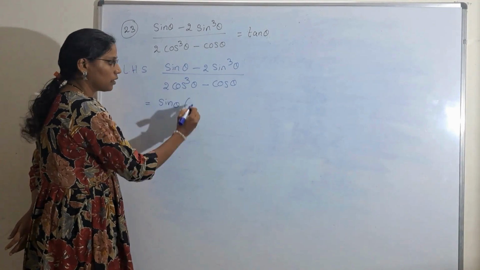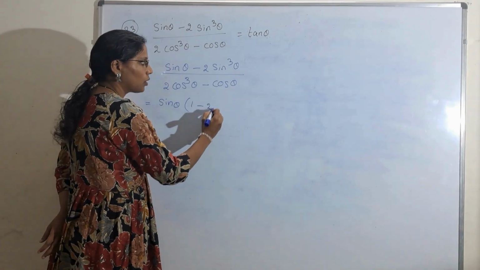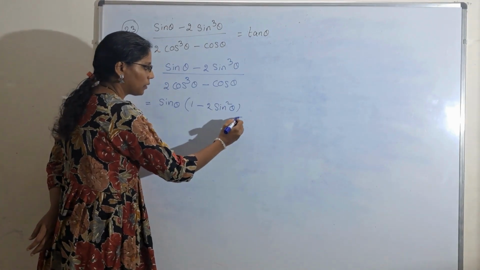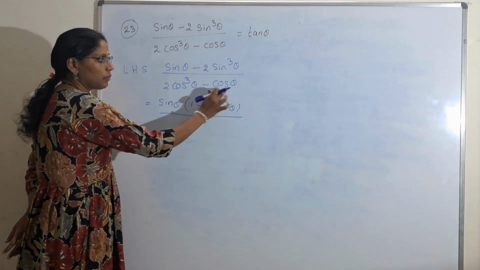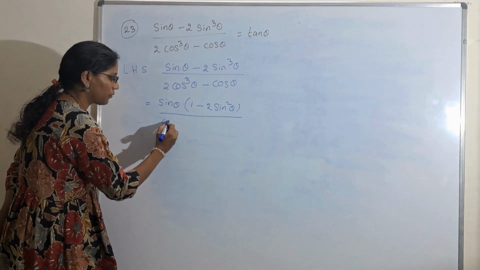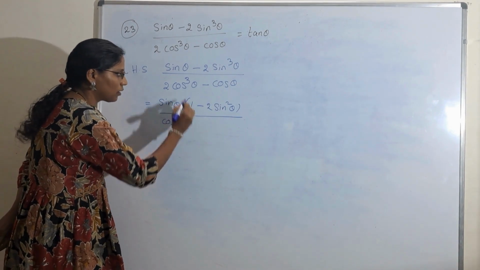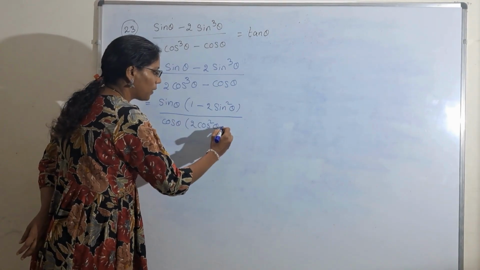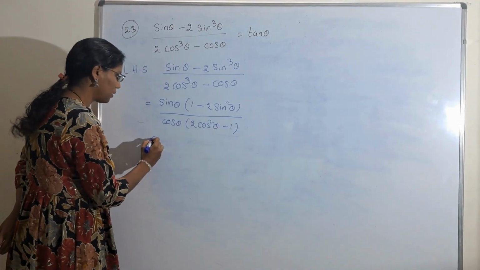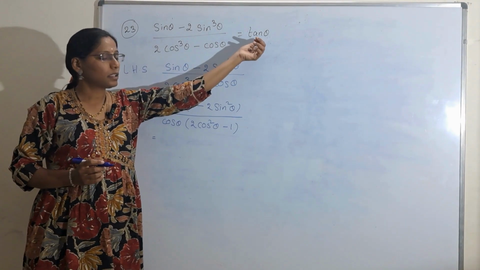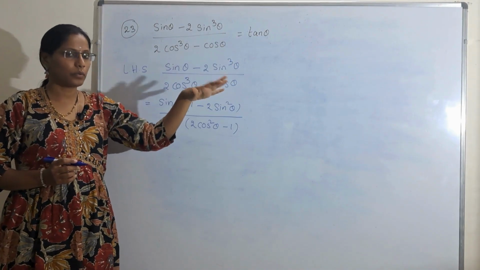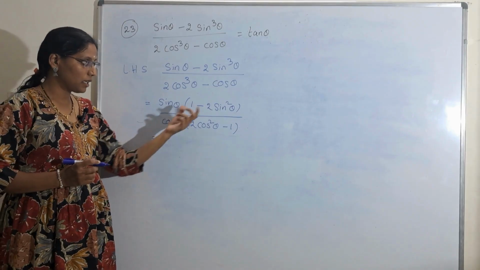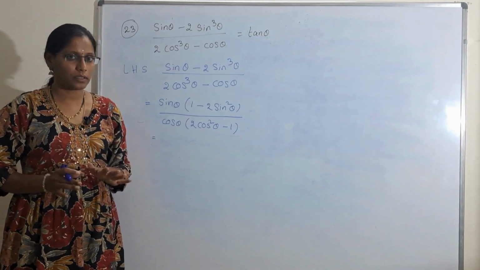Sin theta of (1 minus 2 sin square theta), divided by, here in the denominator, what is the common factor? Cos theta of (2 cos square theta minus 1). What is our answer? Tan theta. Tan theta we have to prove. Tan theta means sin theta by cos theta, and everything remaining we have to cancel.